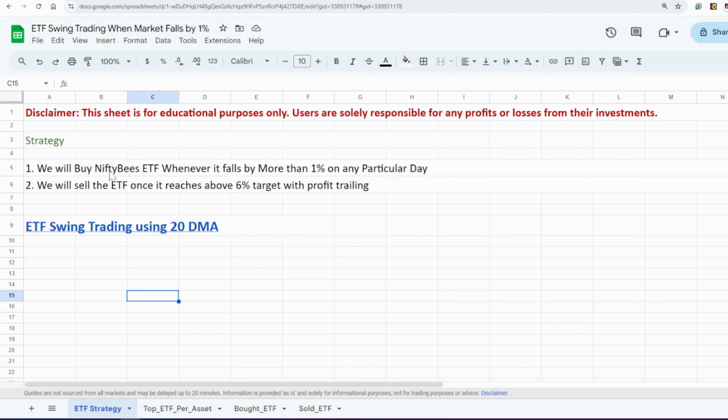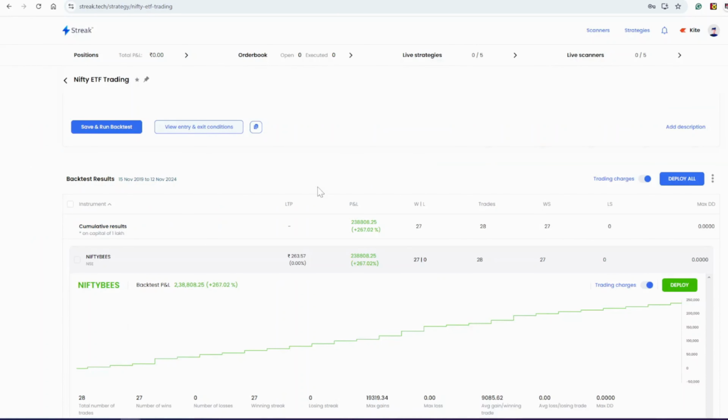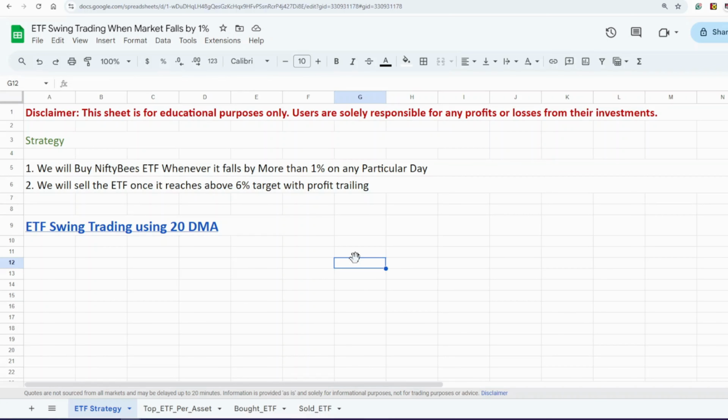The disclaimer is that this is just for educational purposes only. Users are solely responsible for any profits or losses from their investment. Okay, this is the strategy. I have shown the backtest results also, but it is your responsibility for any profits or losses.